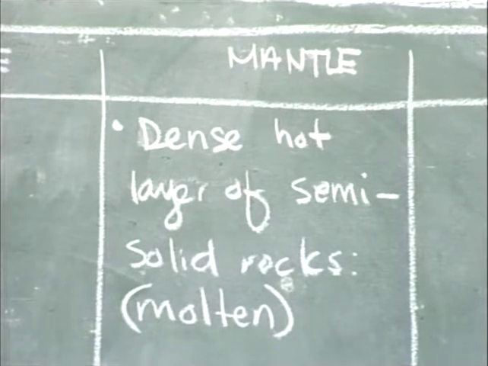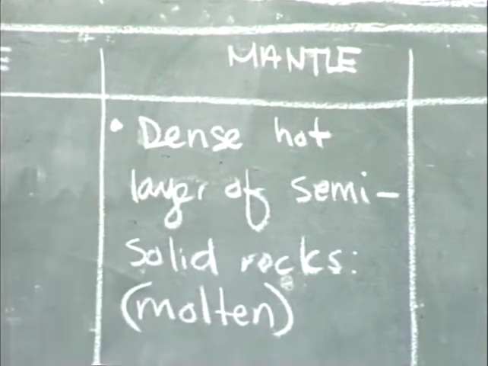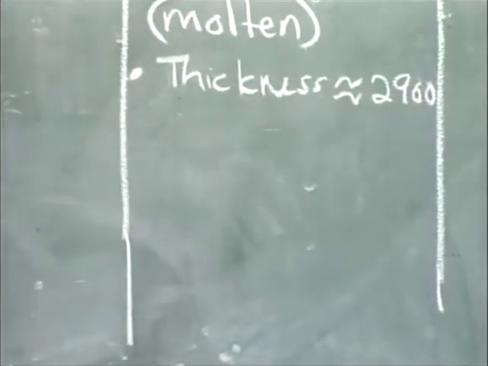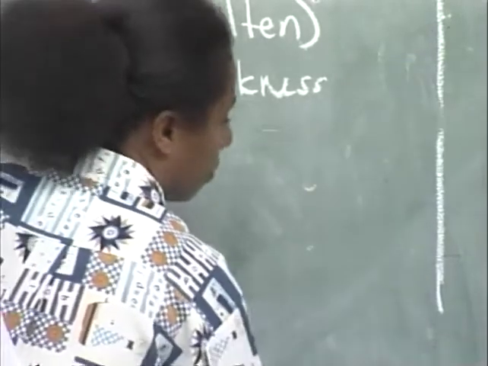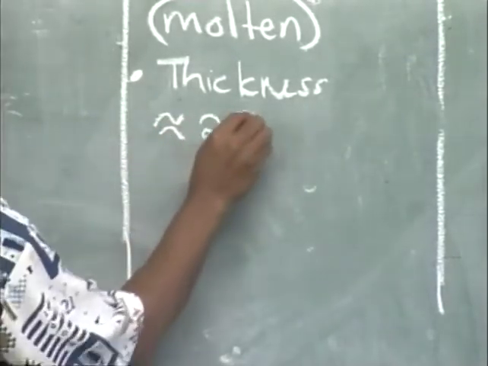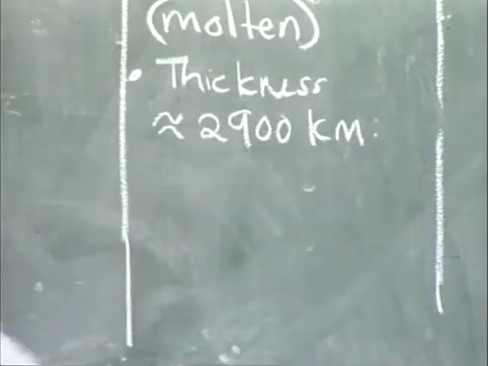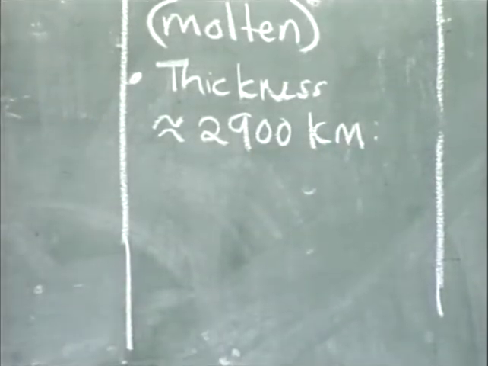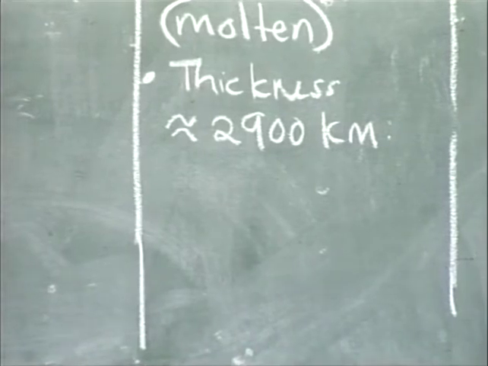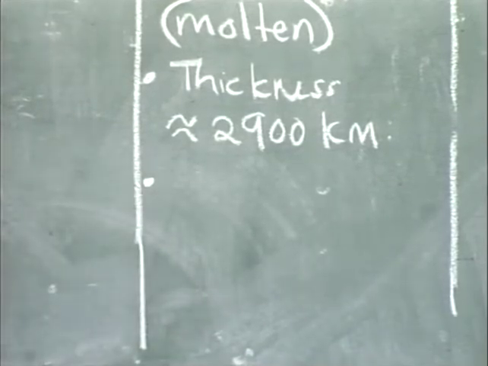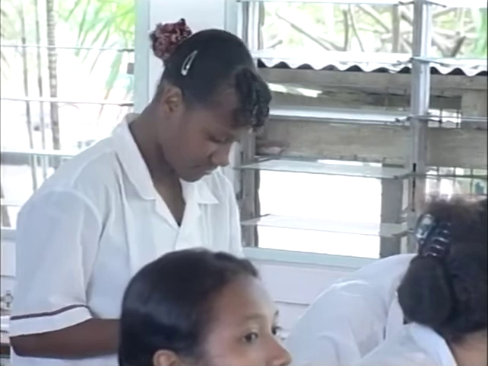Any other characteristics, Anita, for the mantle? The thickness of the mantle is approximately 2,900 kilometers. Okay, good. The thickness is approximately 2,900 kilometers from the crust. Any other characteristics we can build up of the second layer, the mantle?